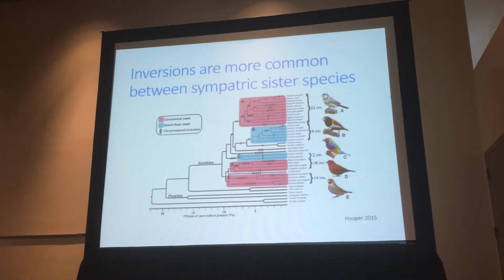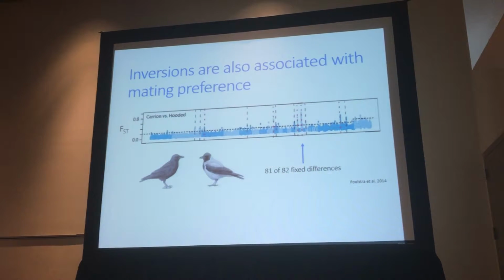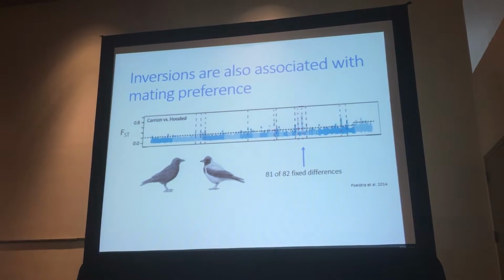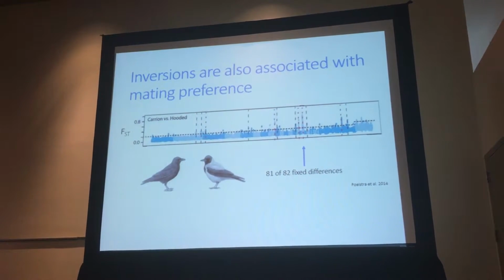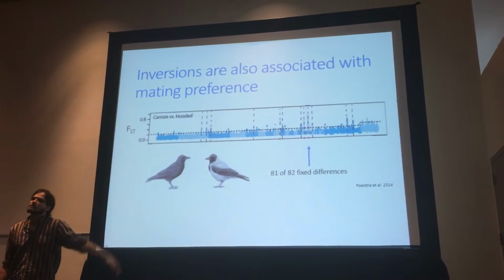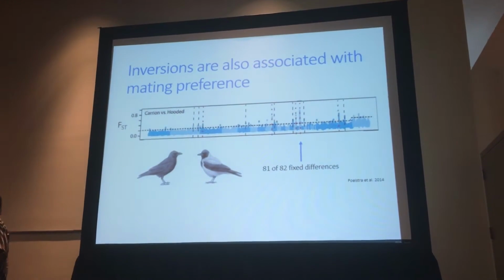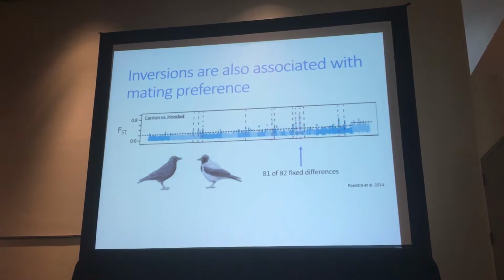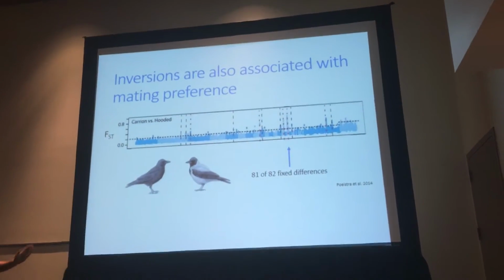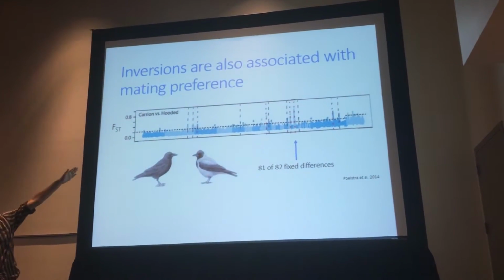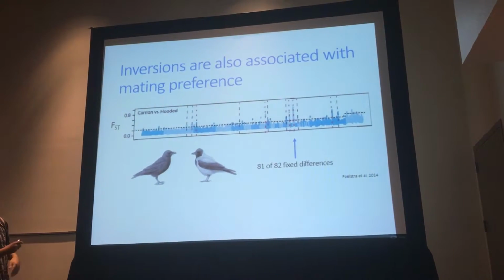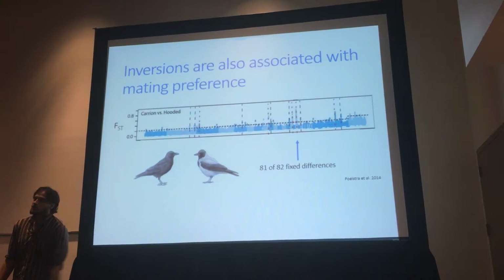The second major observation is that inversions are also associated with mating preference. My favorite example of this comes from the carrion crow hooded crow complex in Europe. These are two different species that hybridize. And here on this graph, we have a measure of divergence, FST, on the y-axis, and we are looking across the genome of a crow.